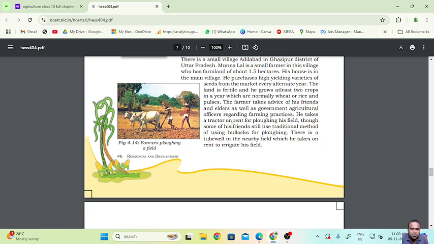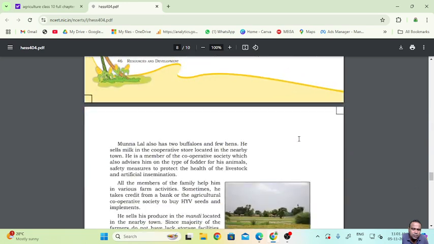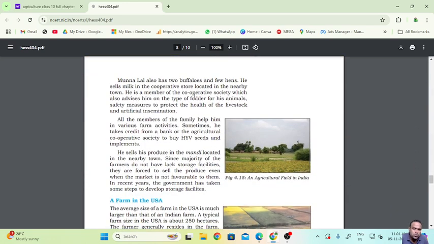He takes a tractor on rent for ploughing his field, though some of his friends still use the traditional method of using bullocks. So bullocks are still used for ploughing. There is a tube well in the nearby field which he takes on rent to irrigate his field. Munna Lal also has 2 buffaloes and a few hens. He sells milk in the cooperative store located in the nearby town. He is a member of the cooperative society which also advises him on the type of fodder for his animals, safety measures to protect the health of the livestock, and artificial insemination.